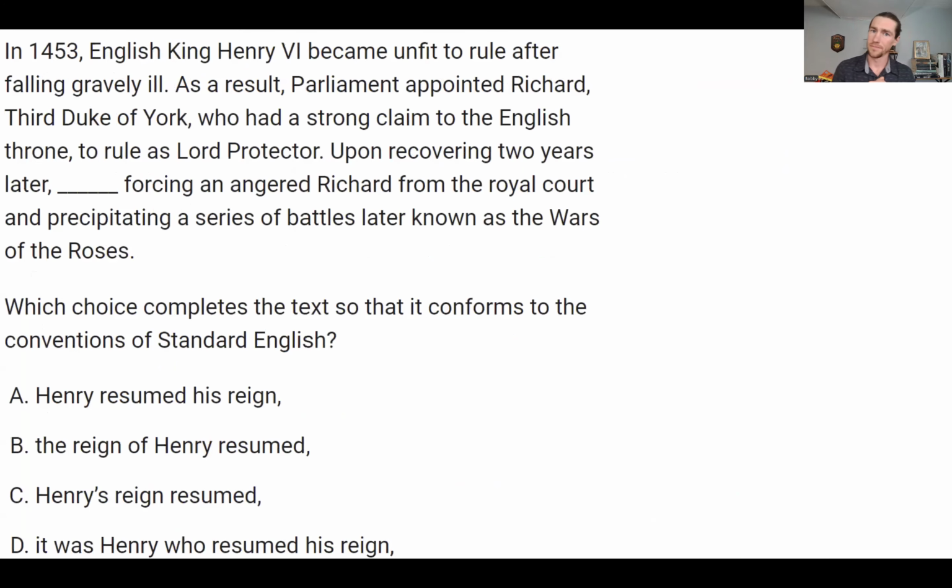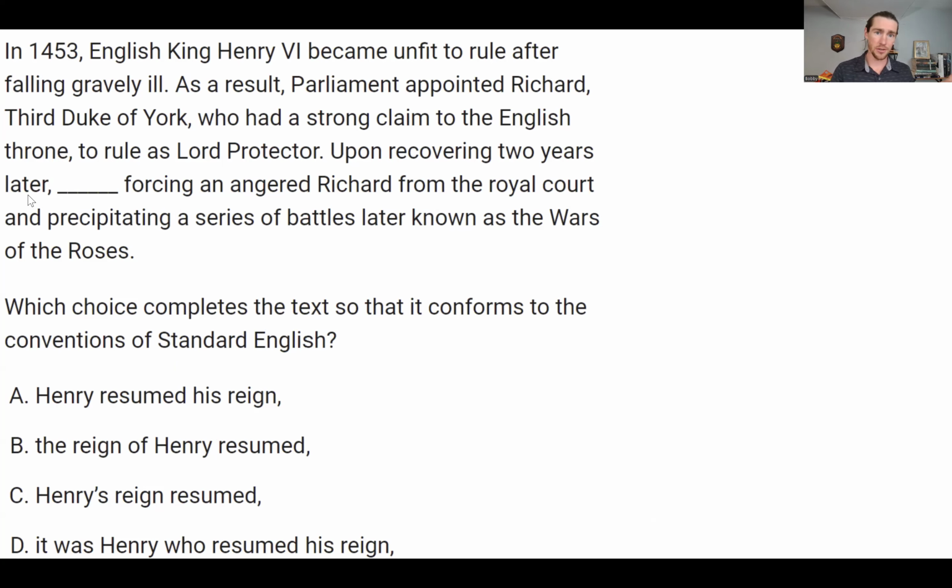Here's another example. Notice that all four choices have the same wording, but the words are rearranged. They all say Henry, they all say resumed, they all say rain. The answer choices put the words in a different order. Notice that this sentence is down here. It starts upon recovering. Again, there's an ing word. You ask yourself, who or what is recovering?